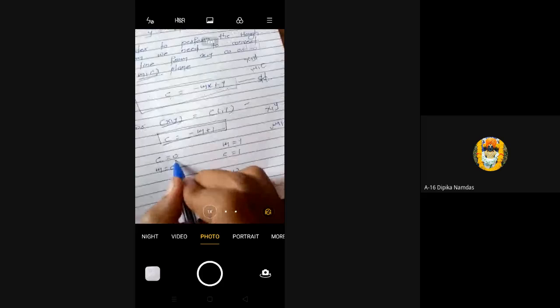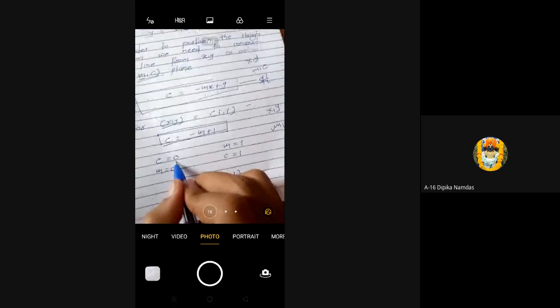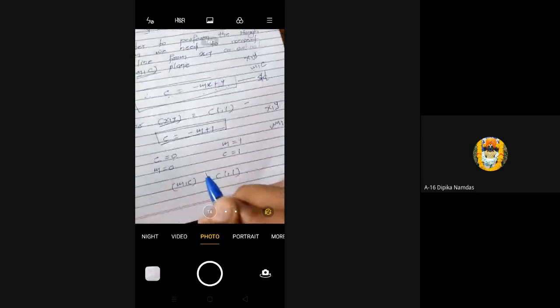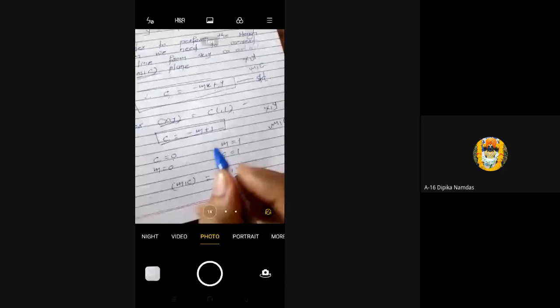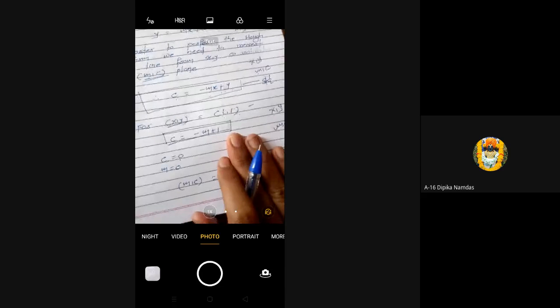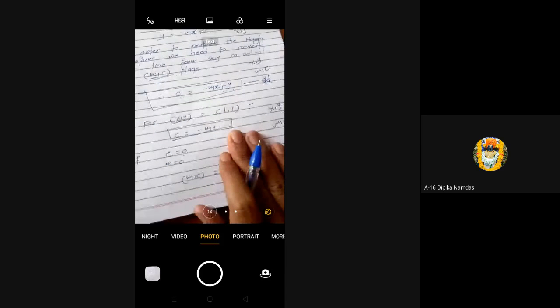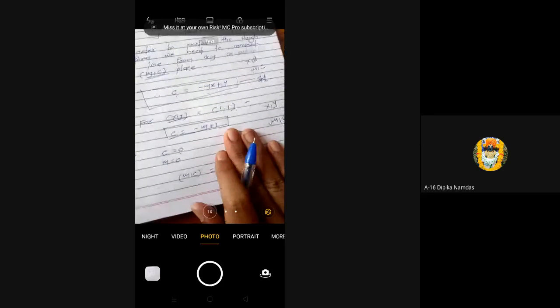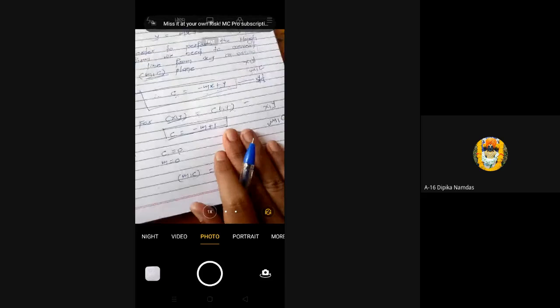What will be the value of m? 1. Don't tell from there, but okay. So if we put the value of m is 0, then what is the value of c? Can you tell? 1. 1. Right.